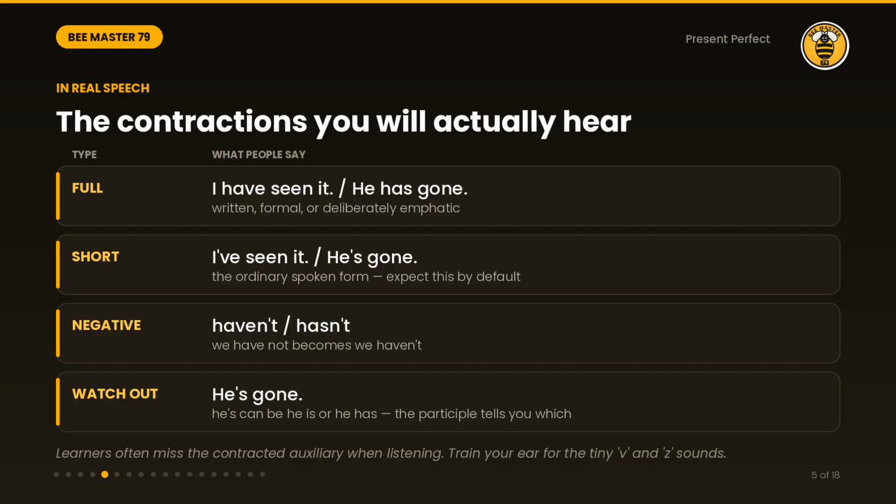In real speech, the auxiliary almost always contracts, and this is where listening goes wrong for a lot of learners. I've seen it. He's gone. The full forms, I have seen it and he has gone, sound formal or emphatic. The negative contracts too: we have not becomes we haven't. One warning, he's can be he is, or he has. The word that follows tells you which one. If a past participle comes next, it is he has. Train your ear for that tiny sound, because if you miss it, you miss the tense.